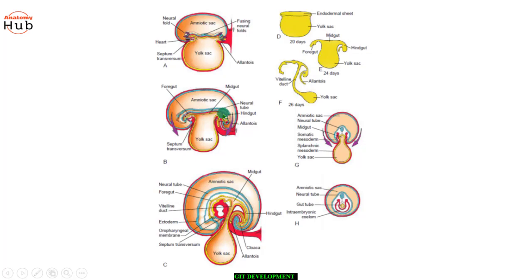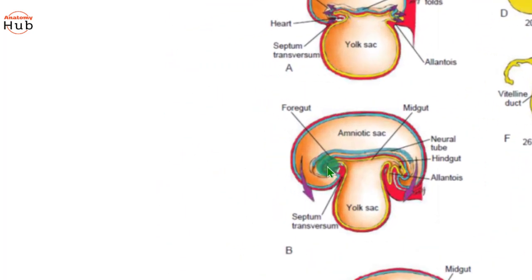When the cranial, caudal, and lateral edges of the embryo meet and fuse, the cranial and caudal portions of the endoderm are converted into blind-ending tubes, the future foregut and the hindgut. At first, the central midgut region remains broadly open to the yolk sac, that you can observe over here from figure A to D.